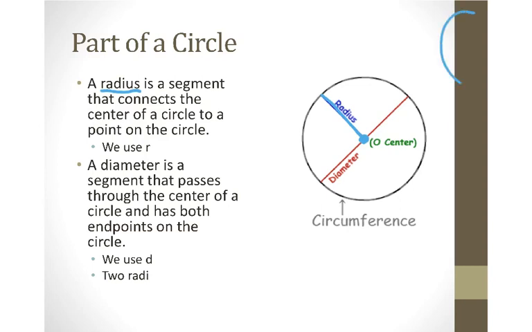Now, if you were to draw a separate circle yourself, anything could be a radius. Like I could go this way. That would be the radius of my circle. I could go down. That's still the radius of my circle. And I could go cockeyed like that. That's still a radius of my circle.